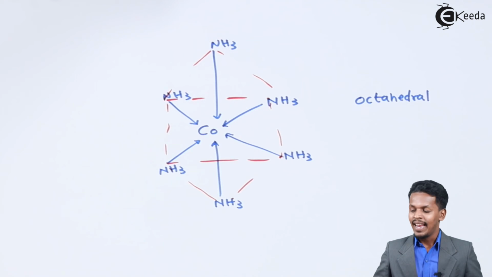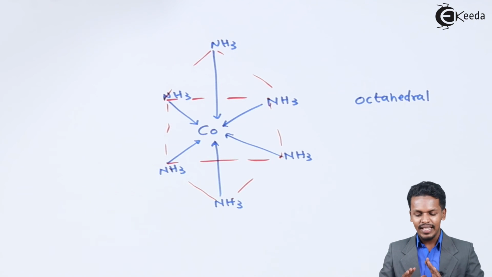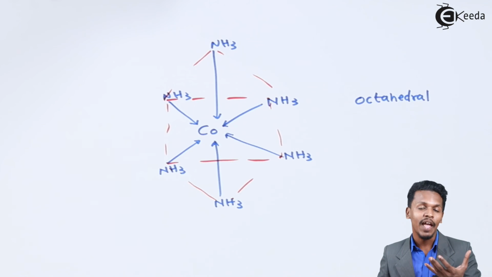Now let me talk about the magnetism. We have found that there is no unpaired electron, and that's the reason this kind of molecule is known as diamagnetic.